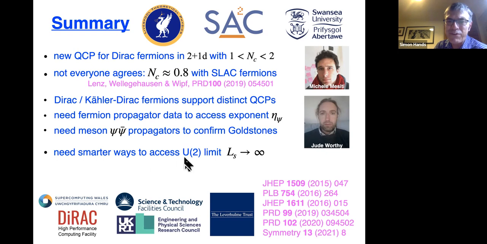I suspect it will also be technically challenging. Independently of that, I've shown you that actually taking the U(2N) invariant limit is very numerically challenging. It requires this L_S goes to infinity limit. And it would be interesting to see if there are smarter ways to access that limit, perhaps using slightly more sophisticated formulations of the overlap operator. That's something that Jude is looking into. So with that, I'll finish. I'd be very happy to take any further questions or discussion.